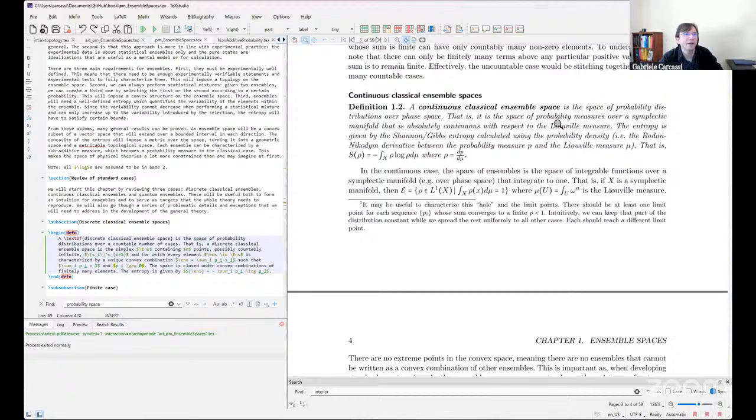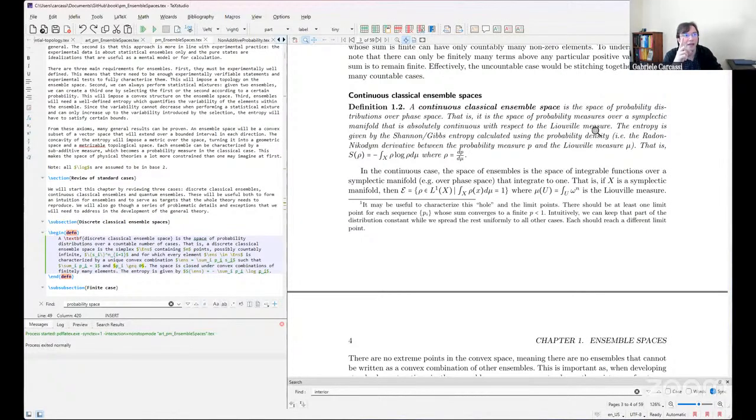And then, again, each ensemble is a probability measure, a probability distribution, that is absolutely continuous with respect to the Liouville measure. This means that you can't assign finite probability to a measure zero set in phase space. It could be, for example, a single point. A single point has no volume, so it's a measure zero set, and you can't assign a finite probability to a single point. If you did, you wouldn't have a probability distribution. The probability density would be infinite.